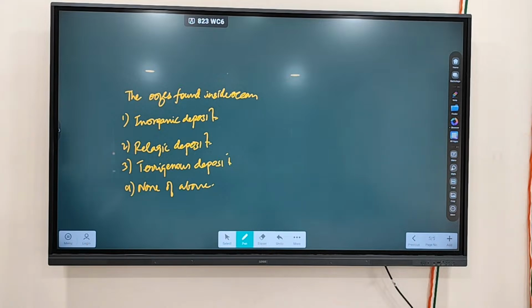And what is terrigenous deposit? That derives from the land. So this is something that you have to keep in mind. This type of question can be formed from the oceanic deposit concept. Clear? Any doubt regarding this particular part?